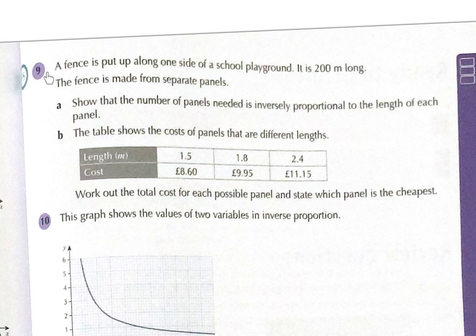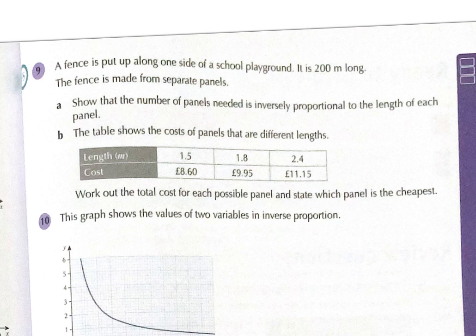Go ahead, number 9. A fence is put up along one side of the school playground. It is 200 meters long. The fence is made from separate panels. Show that the number of panels needed is inversely proportional to the length of each panel. Okay. Who can show that the number of panels is inversely proportional to the length of the panel?